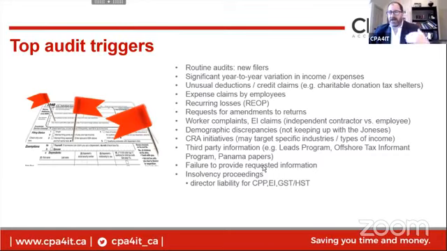Failure to provide requested information. So if you get a request to provide some information, maybe it's a payroll audit, a payroll desk audit, this can trigger a full-blown audit, or a GST audit can trigger a full-blown audit. If you're not providing information, we always tell clients this, you need to work with CRA, make sure that you're responding to any requests that they provide. Failure to do so will cause you far greater problems than providing the information.